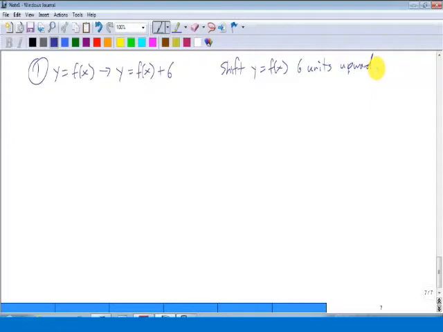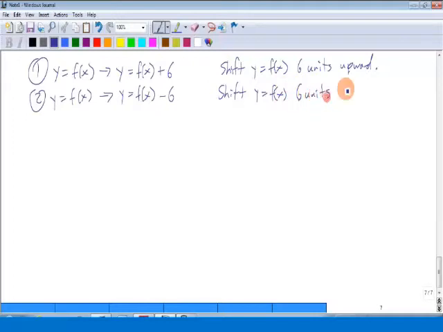It's a vertical shift 6 units upward. It does not change the size or the shape of the graph, it just goes 6 units up. Number 2: y equals f of x minus 6. Suppose you have the graph of y equals f of x. You take the expression that's used to define that function and subtract 6 from it. That's going to subtract 6 from the y-coordinate of every point on the graph, and as a result, it will shift the graph 6 units downward.